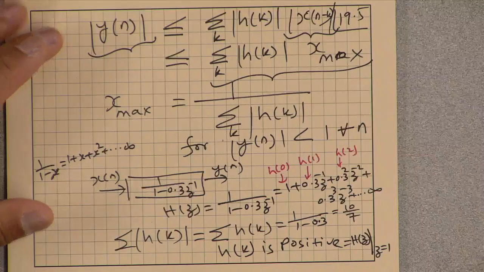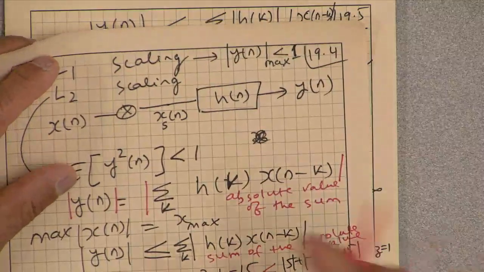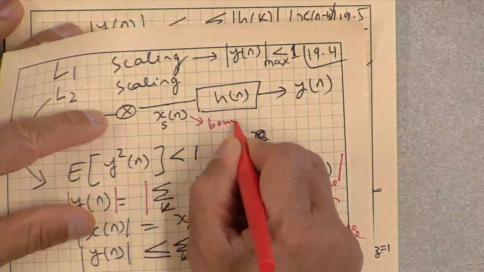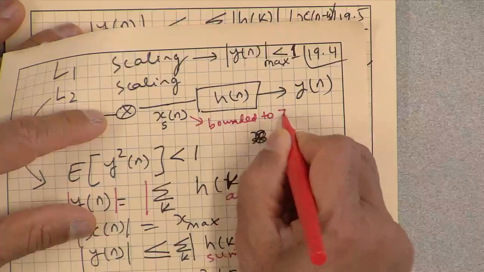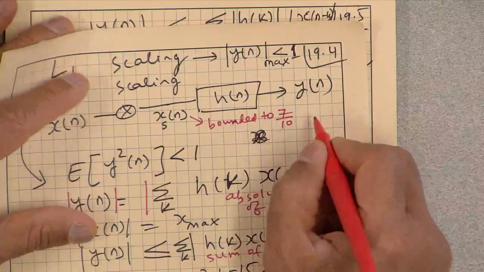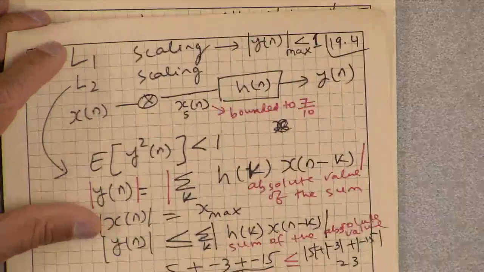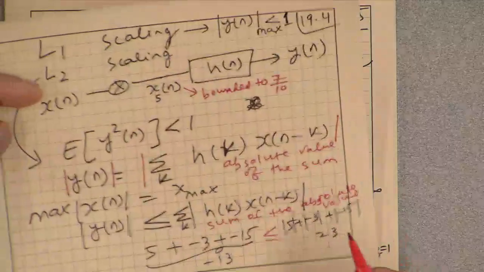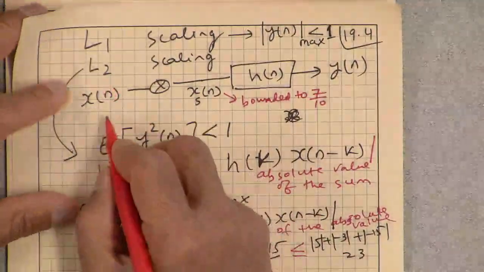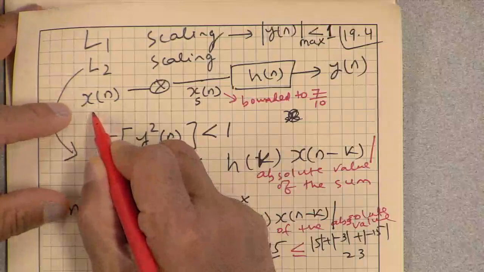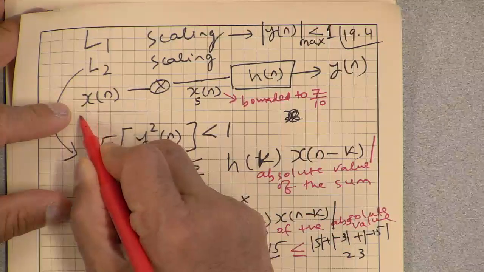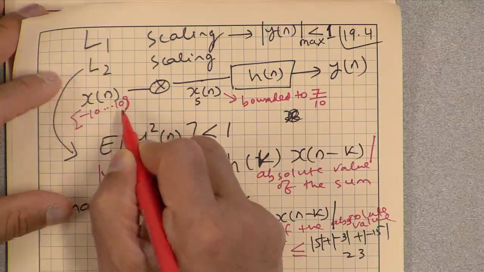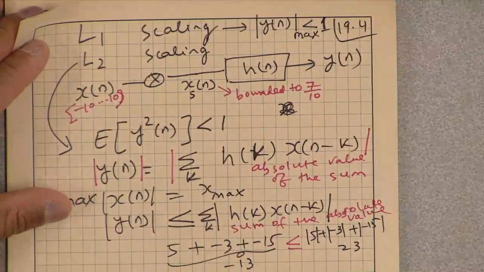So I need to guarantee that for this particular example, this signal should be bounded to 7/10, for example, for the output y to be bounded to 1 in magnitude. That's that quantity, 1 by the sum over all k of hk. And let's say that in some application I am working on, xn is bounded from minus 10 to plus 10. So let's say that xn is bounded between minus 10 and plus 10.